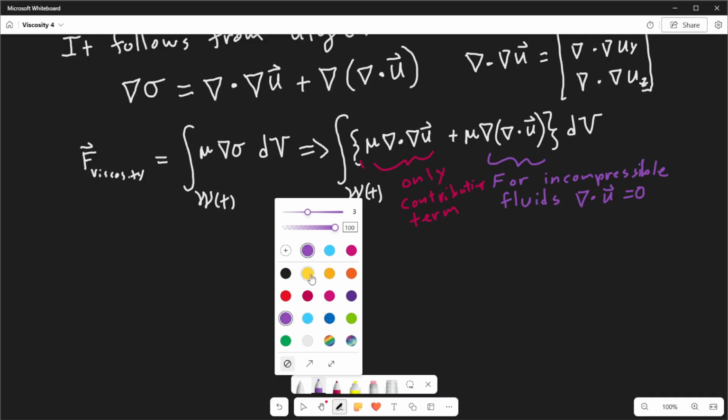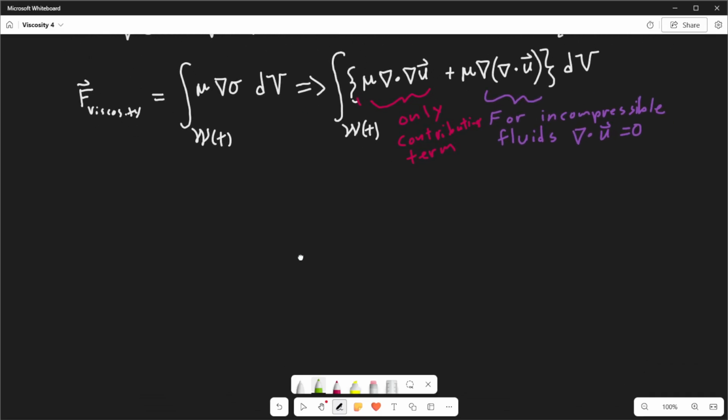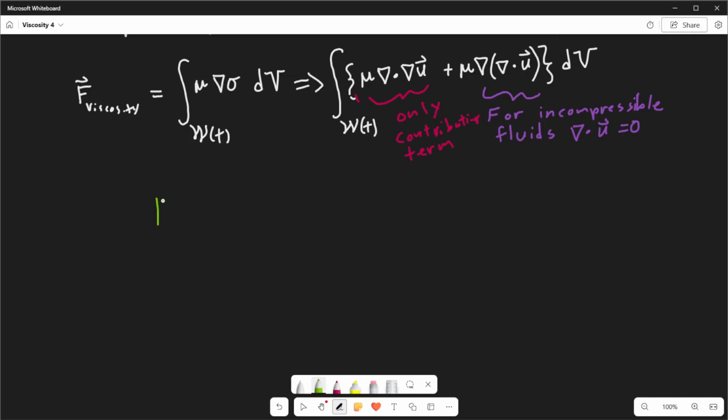So ultimately, this is going to be the force of viscosity. I'll write this out. So finally, the force of viscosity for incompressible fluids is going to be this: the integral over the volume and the mu times this funny gradient divergence term dV.